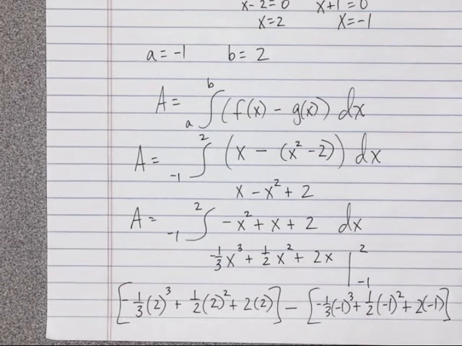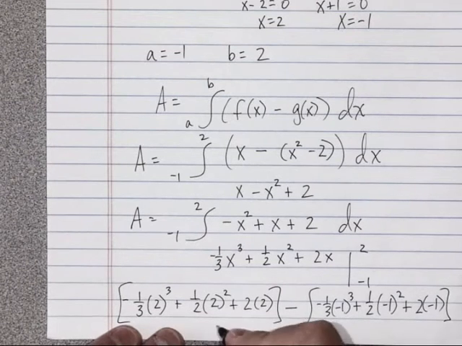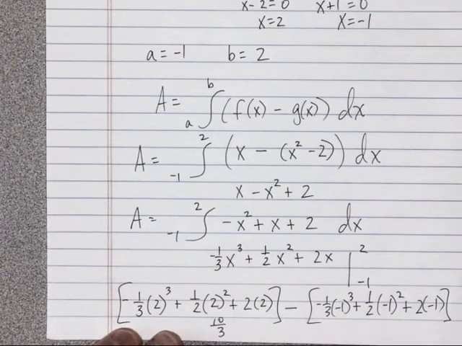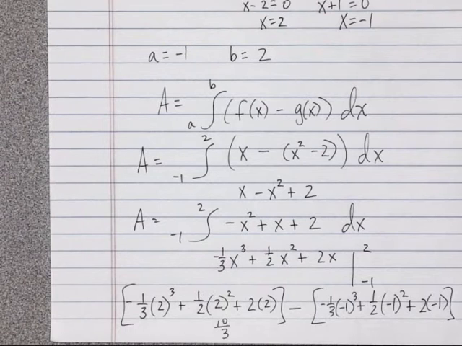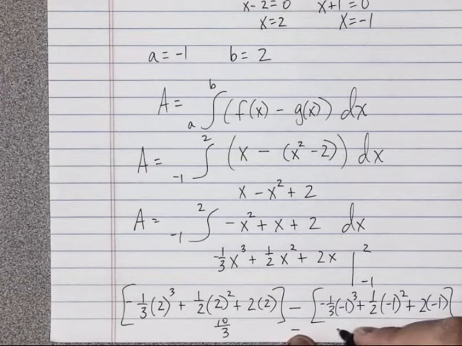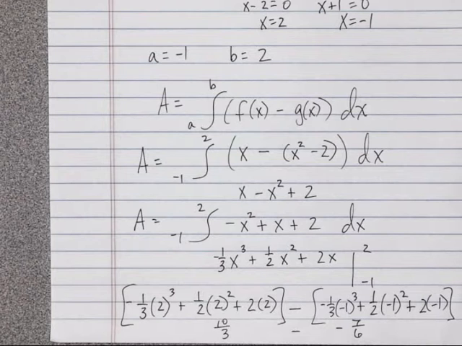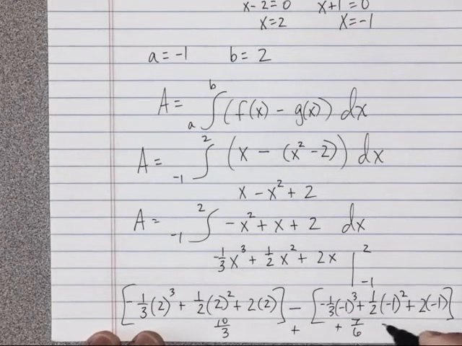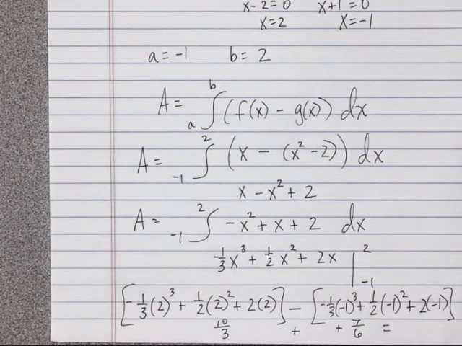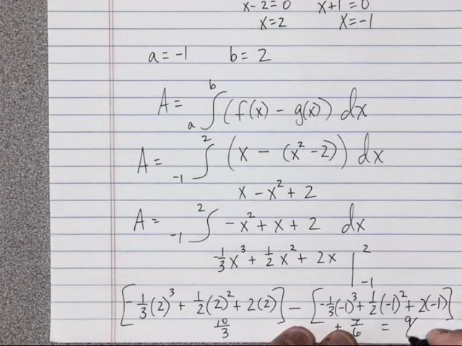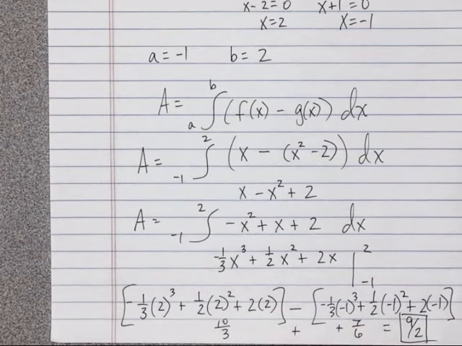Okay, so then when we evaluate this, we should get 10/3 over here minus negative 7/6, and of course those double negatives are going to turn to positives. And then when I add those together, I get 9/2 positive. Okay.